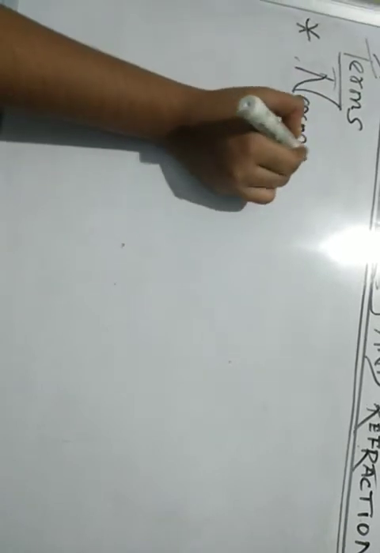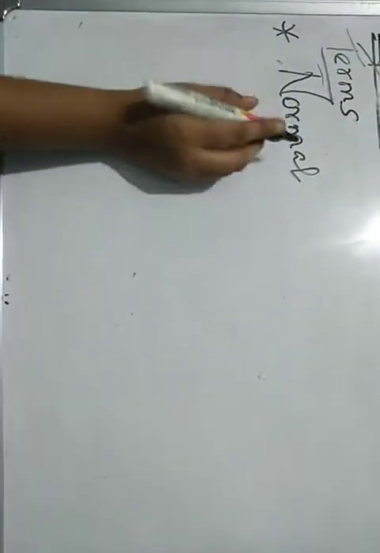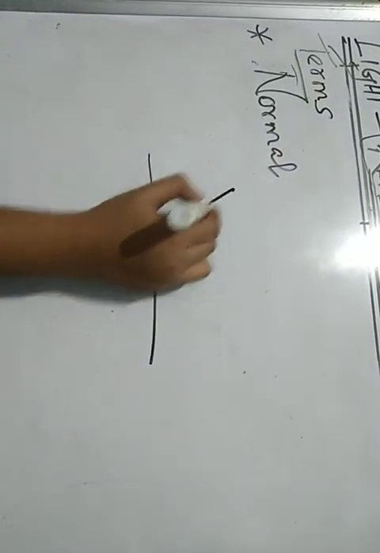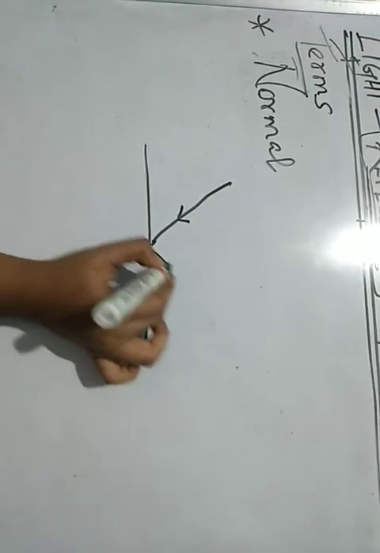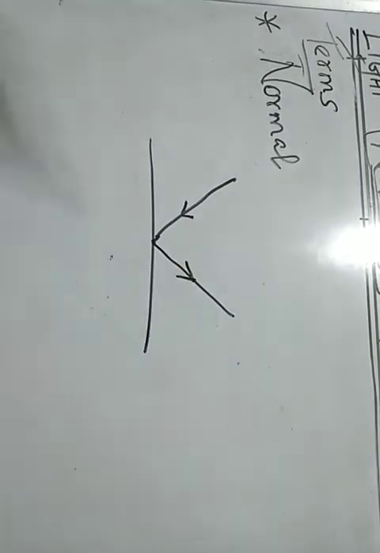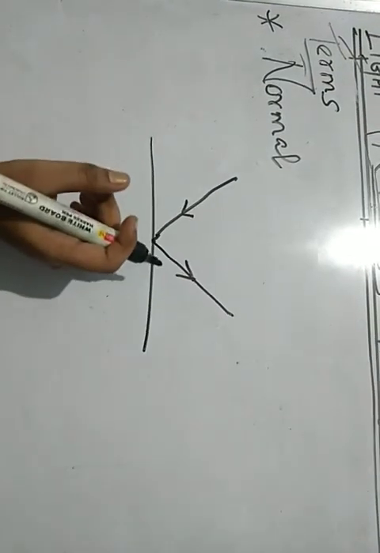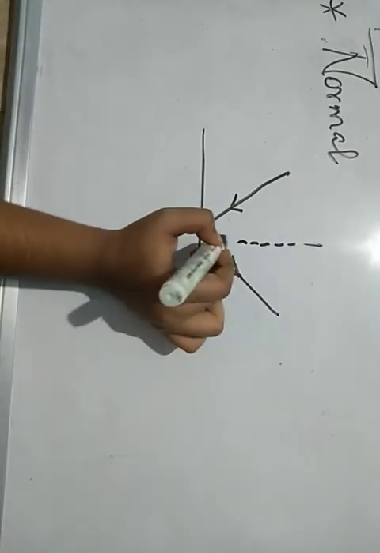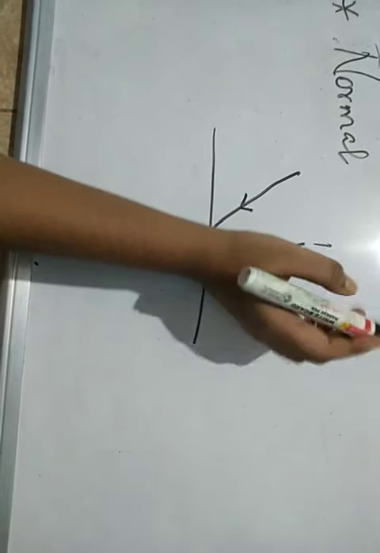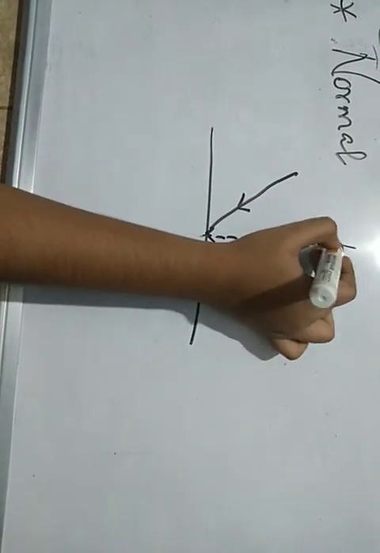Then now I will tell you what is normal. Now I will tell you which is the normal. Normal is the perpendicular line. The perpendicular line to the surface. Okay, this is the surface, this is the reflecting surface. This is your incident ray. I told you already, this is the incident ray, point of incidence, then reflected ray. Now a perpendicular line to the surface is known as the normal. This is the normal. This is a perpendicular line.